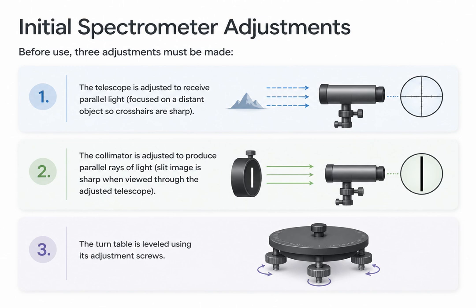Before taking any measurements, we must carefully calibrate the spectrometer. First, we focus the telescope on a distant object so it is set to receive parallel light. Then, we look directly at the collimator through the telescope and adjust the collimator's length until its slit is perfectly sharp, ensuring it emits parallel rays. Finally, we use the screws on the turntable to ensure the prism will sit perfectly level.